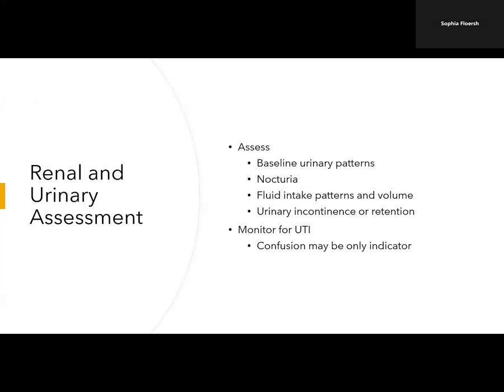Retention, keeping an eye on how much urine output your patient has had. If they haven't gone for the entire 12 hours, then get a bladder scanner, check your patient, because it's important that they're not holding on to it.